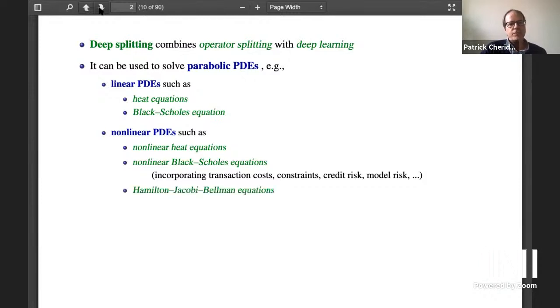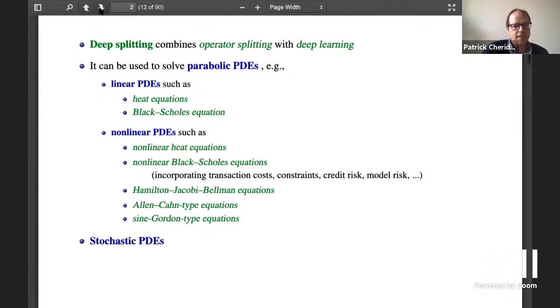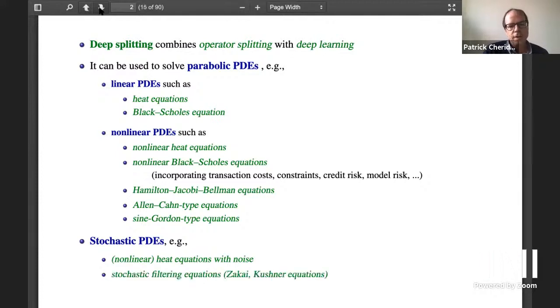It can also be used to solve Hamilton-Jacobi-Bellman equations, Allen-Cahn type equations, Sine-Gordon type equations, and stochastic PDEs, for example, heat equations with noise, or nonlinear heat equations with noise, or stochastic PDEs that appear in the theory of stochastic filtering, such as Zakai equations and Kushner equations. There are other examples, but the examples listed here are the ones that we actually implemented.